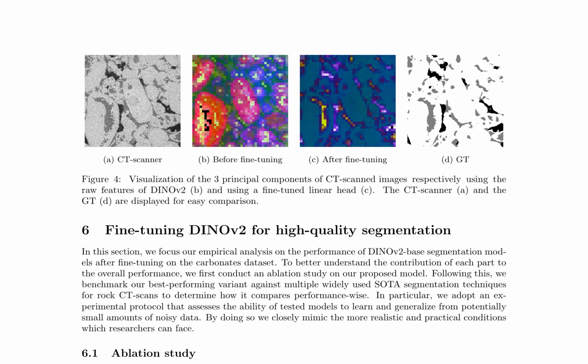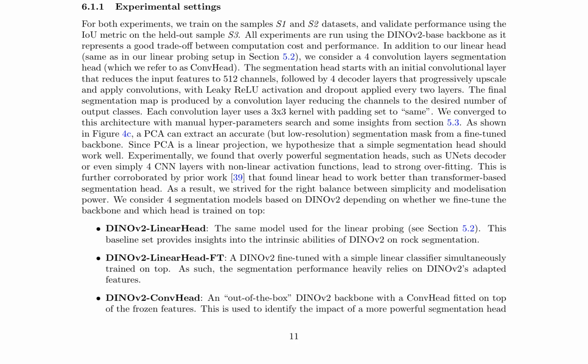The DINOv2 conv head model uses an out-of-the-box DINOv2 backbone with a convolutional head, conv head, fitted on top of the frozen features, identifying the impact of a more powerful segmentation head. Finally, the DINOv2 conv head FT model combines fine-tuning DINOv2 with a convolutional head.